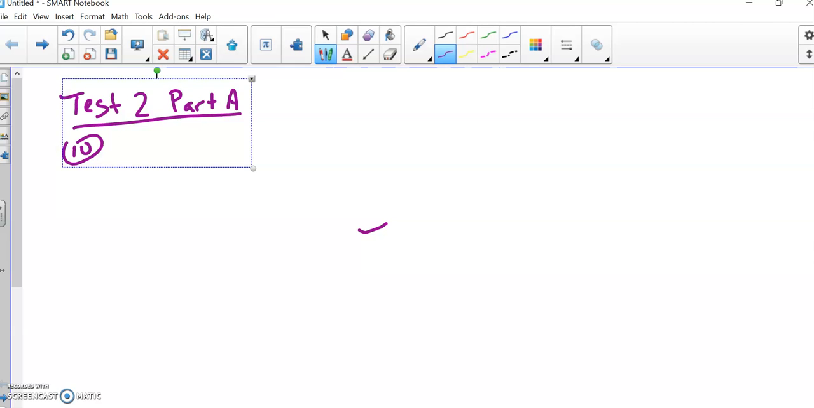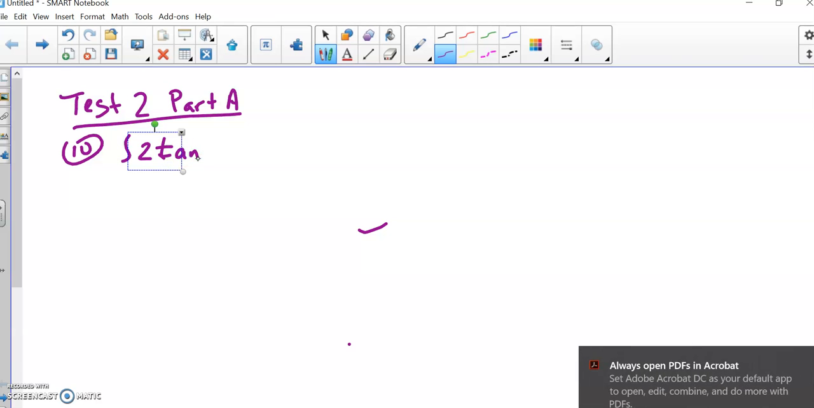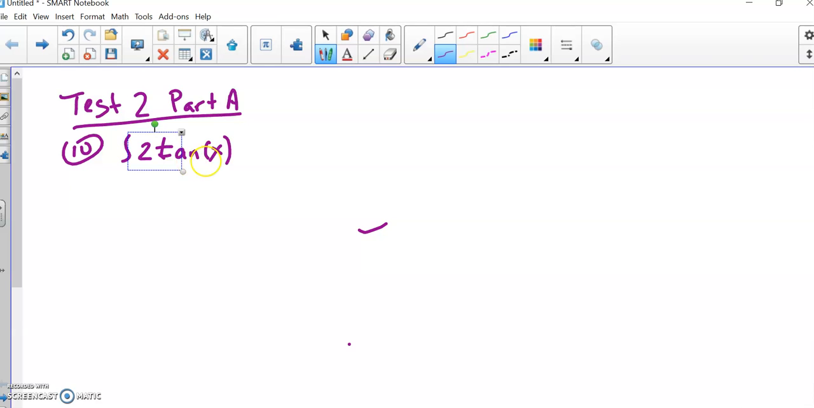Okay, this is number 10 from test 2, part A. You're asked to find the antiderivative of 2 tangent of x. To do this problem, basically this is just a formula that you should memorize.